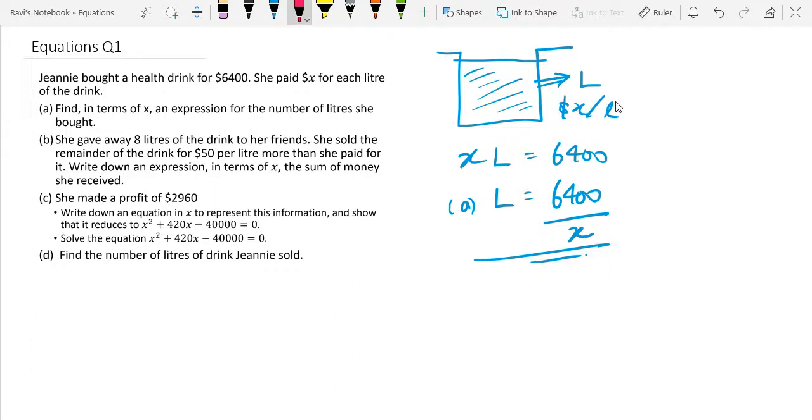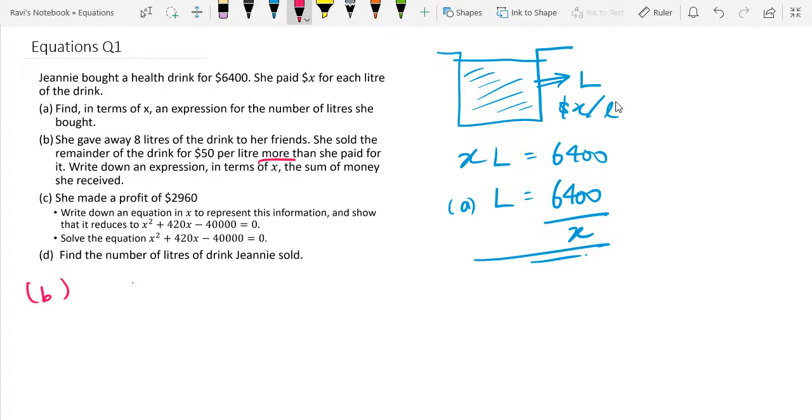For part B, let's do part B over here. We are told that she gave away 8 liters of the drink to her friends. She sold the remainder of the drink for $50 per liter more than what she paid for. Write down an expression in terms of X first, how much money she received. So let's understand how to come up with an expression.